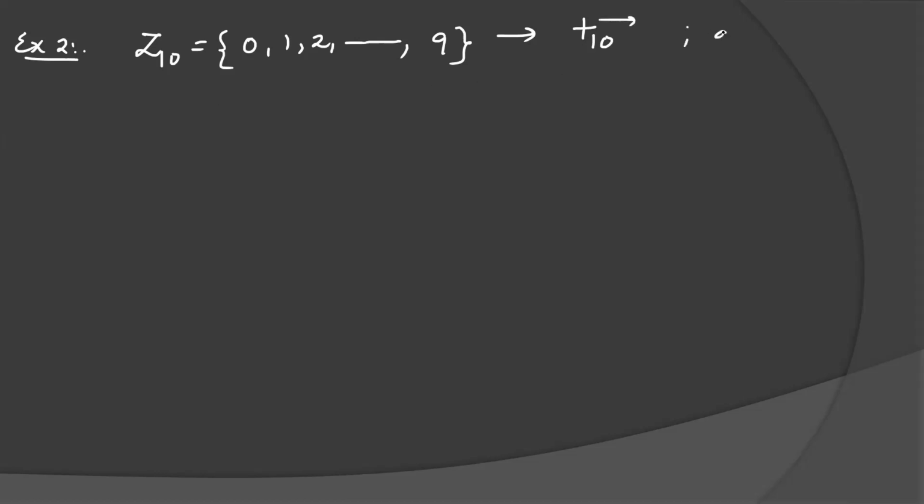Let's see the next problem. This was based on multiplication. The next problem is based on addition. Suppose we have Z10. So 0, 1, 2 up to 9. We know that this is a group under addition modulo 10. So for finding the order of an element, because we are dealing with addition, now order is defined by g plus g plus g, n times, equal to identity.